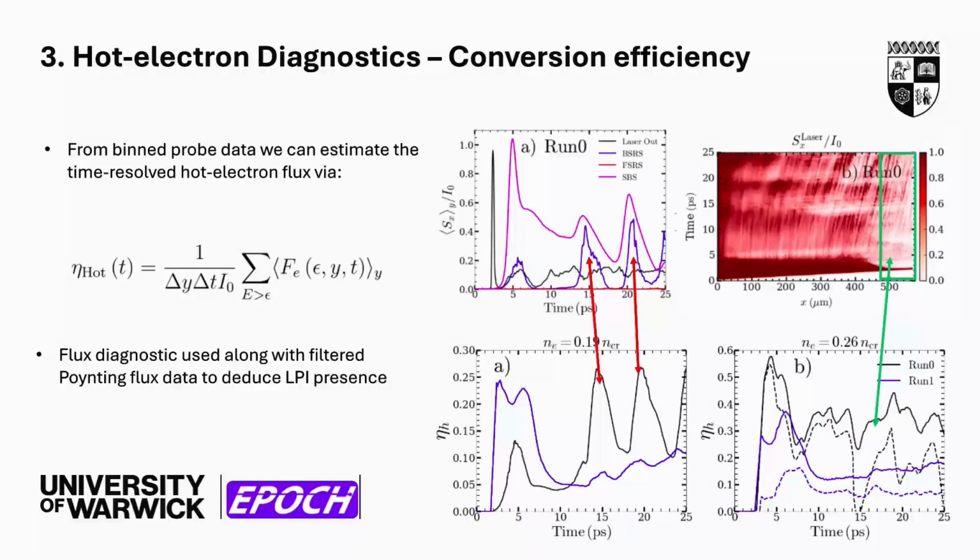Again, you could then not average over time. You could leave this as a time varying approach, and you can basically then use these in tandem with your Poynting flux to help diagnose where SRS is growing, for example.